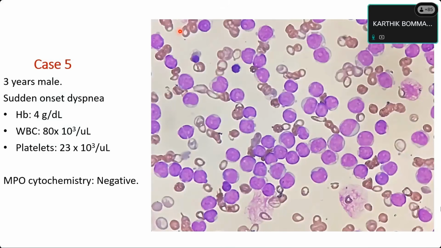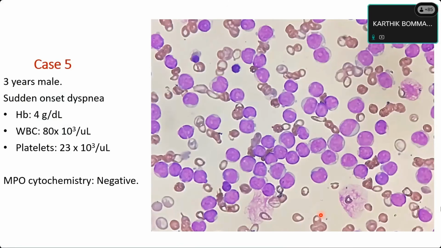Okay. Now going to the last case. Again, it's a 3-year-old male with dyspnea. HB is low, WBC is 80,000, platelets are 23,000, and cytochemistry MPO is negative. So these are all blasts. Everyone agree with me? Yes. These blasts have nucleoli also, right? So do you want to commit to AML or ALL? ALL. Why ALL?